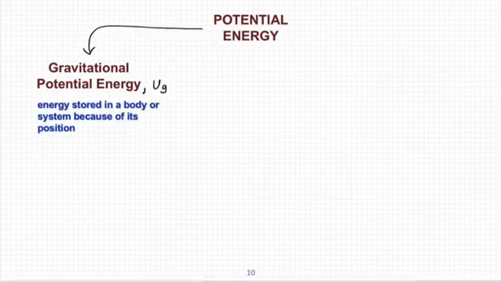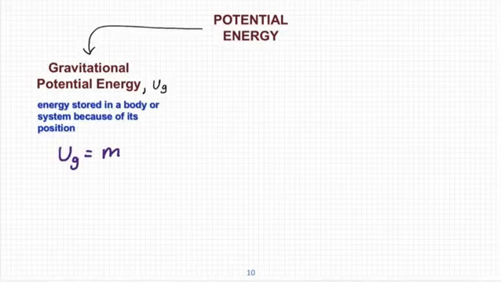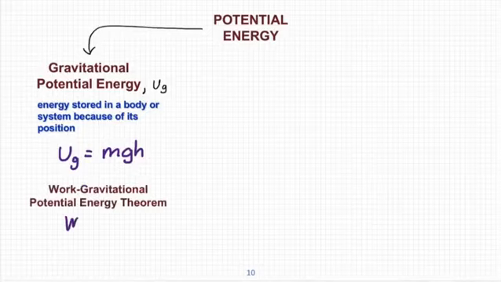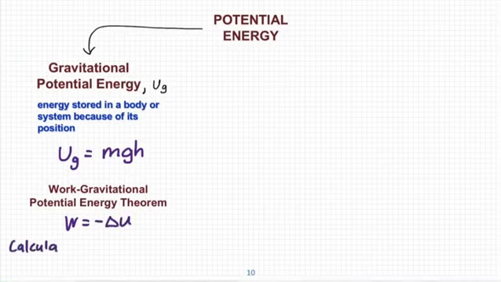Okay, the first one, gravitational potential energy. What is it? It is the energy stored in a body or a system because of its position. We can write it in the form of a formula: UG is equal to mgh, where m is the mass of a body, g is the acceleration due to gravity, and h is the height of a body from its initial position. Now there is also the work-gravitational potential energy theorem, where work is equal to negative delta U. But for calculation, we can use W is equal to delta U, in which delta U is UF minus UI.